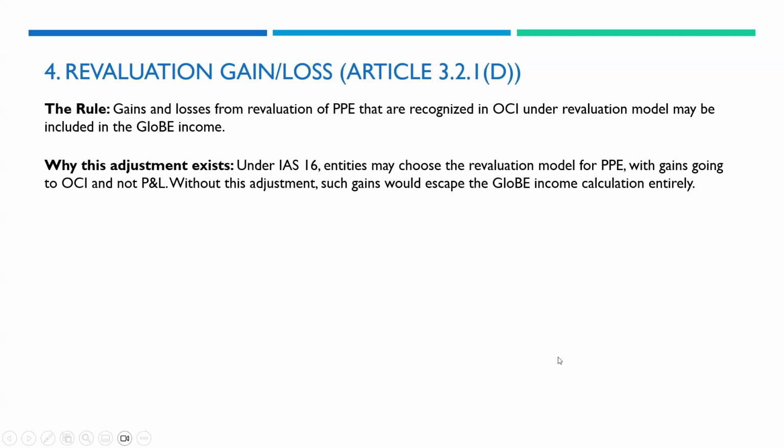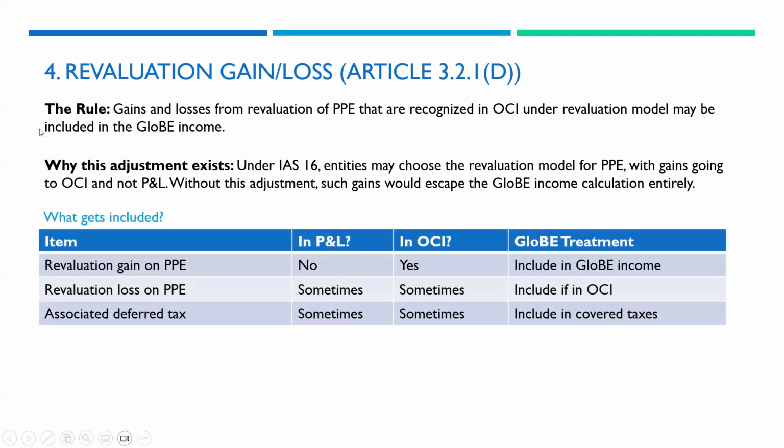That's not fair. So in such a scenario, what they are telling us is, if you have a revaluation gain in OCI, bring it into the GloBE calculation. So add it. If you really look into this, you will see that revaluation gain on PPE is never in P&L. It's always in OCI. So you have to pluck it and include it in GloBE income.